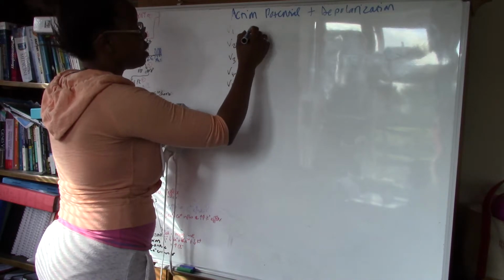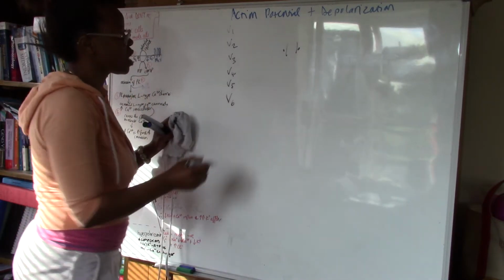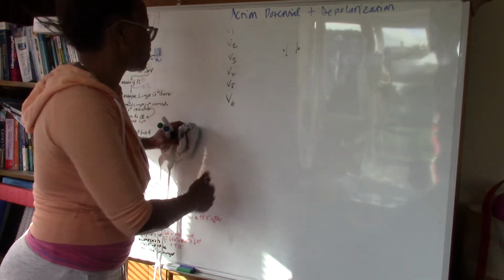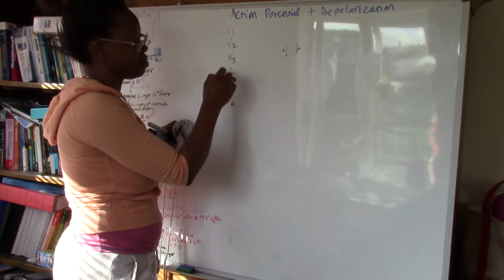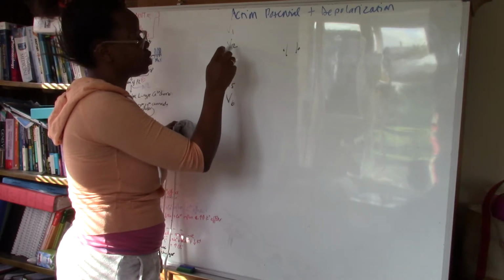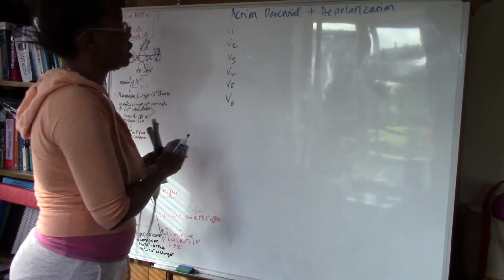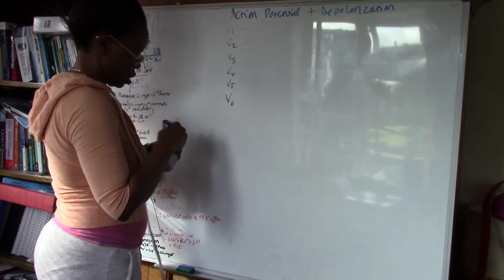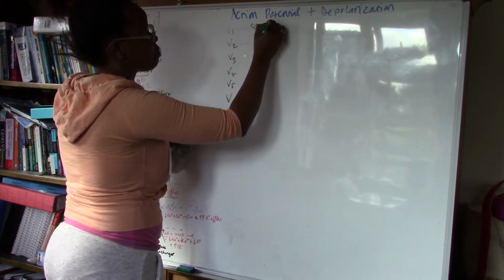So V1 and V2, their placement is more on the sternum. V6 is more mid axilla. V4 is mid sternum. So V5 is placed between V4 and V6, and V3 is placed between V2 and V4. But what they actually look at is, V1 and V2 are what we call the septal leads, based on where they are. So they look at the septum of the heart.